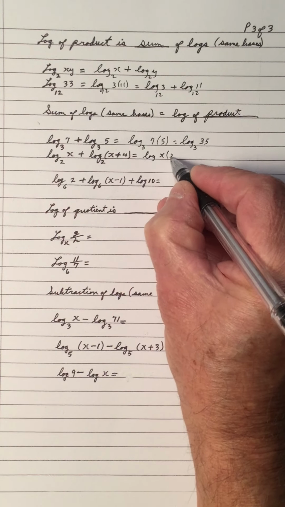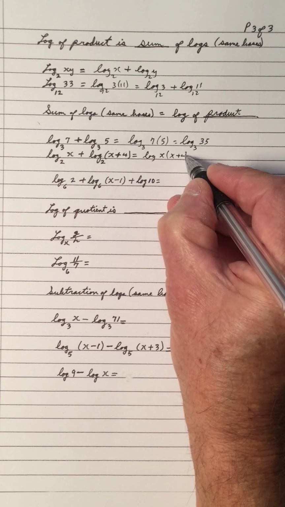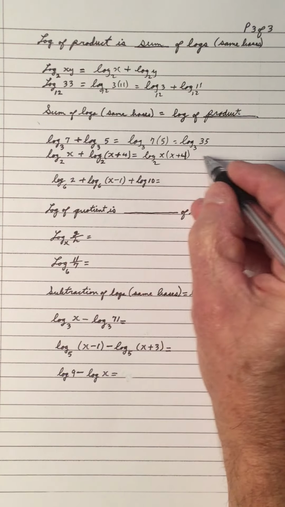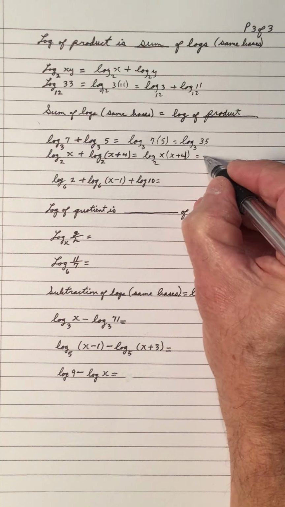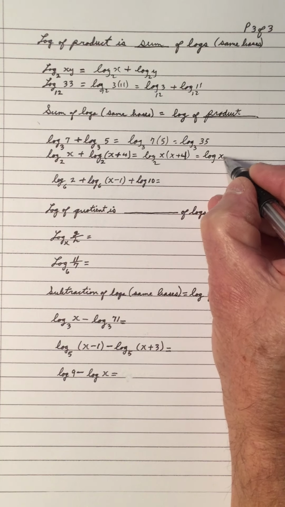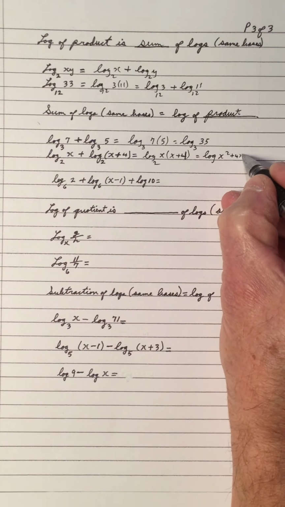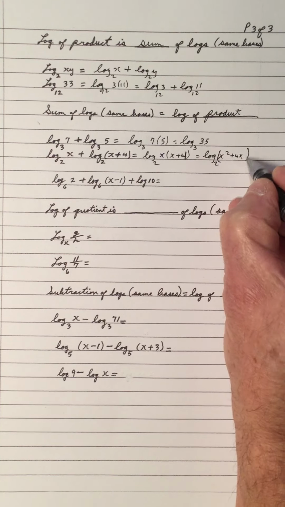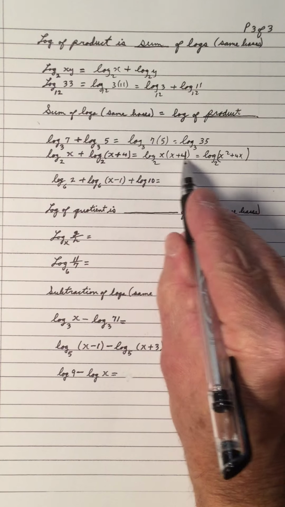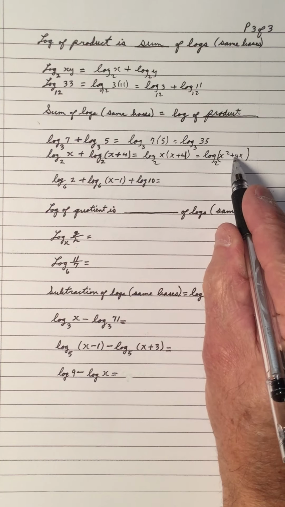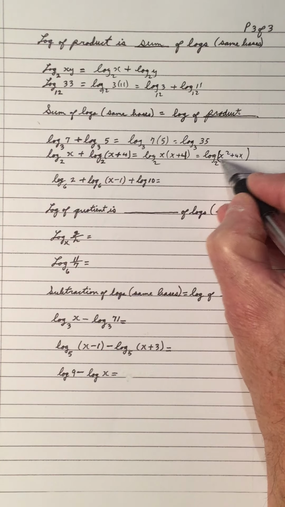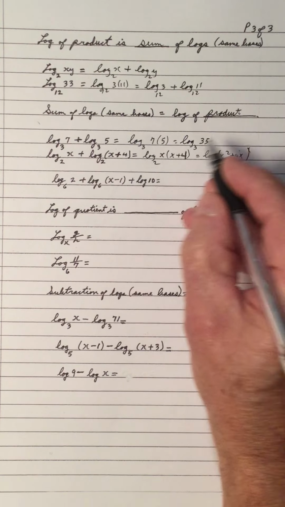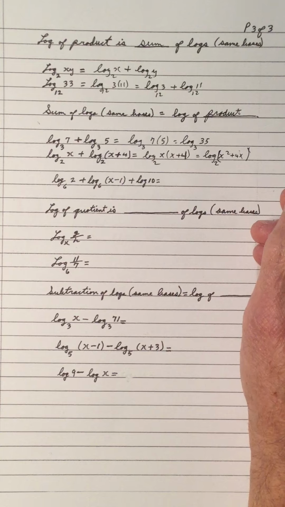So it's x times x plus 4. And base is 2. And we could also write that as x squared plus 4x base 2. But when I multiply this out, because this binomial is in a bracket, it's the log of this binomial base 2. Or I could leave it like this.